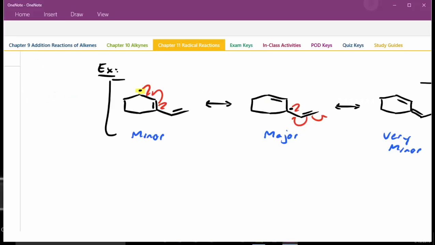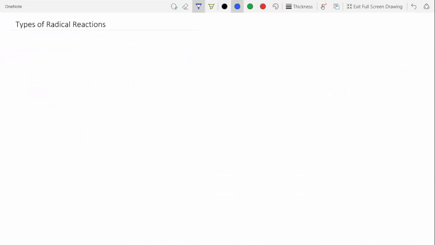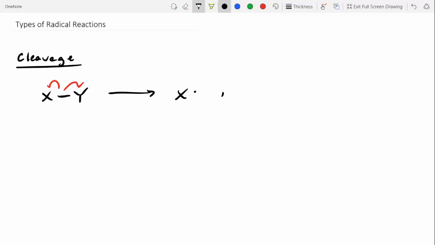Let's take a look at radical reaction types. There are three main classifications of radical reactions. The first one has to deal with cleavage and coupling. So with cleavage, we've got this X and Y, and we're going to do a homolytic cleavage, so each of them gets a single electron, and we get two radicals out of this.